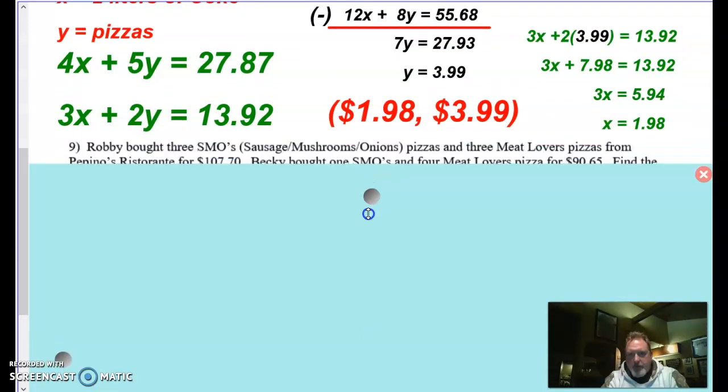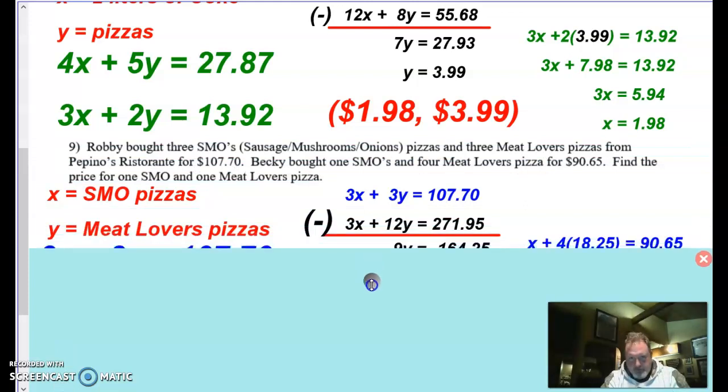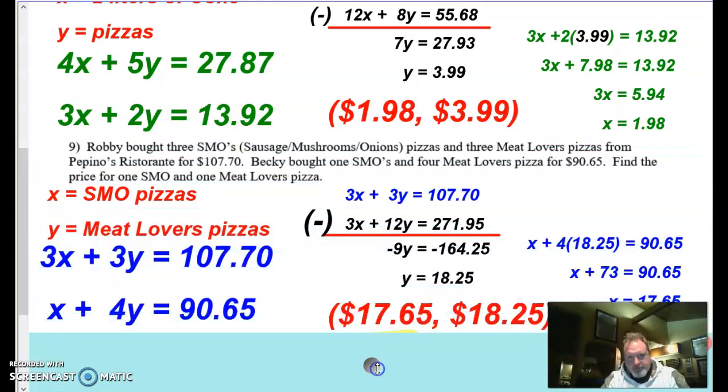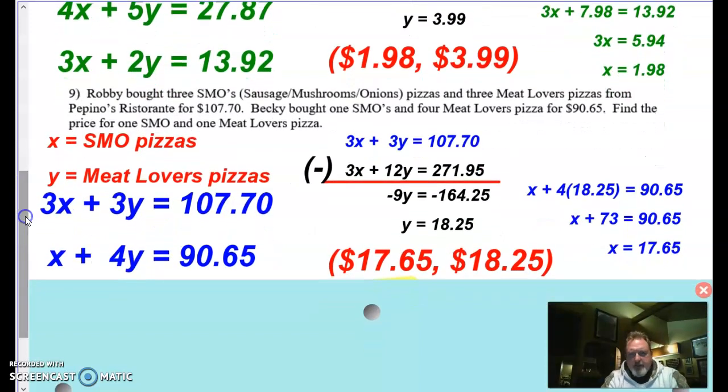All right, our third word problem. Getting a little pizza action going here. So we got sausage, mushroom, onion pizzas, and meat lovers. And we know that Robbie bought 3 sausage, mushroom, onion, and 3 meat lovers for $107.70. Apparently he's either really hungry or he's not obeying this whole quarantine thing and staying by himself, but that's okay. And then we've got Becky here, and she got 1 sausage, mushroom, onion, and 4 meat lovers.